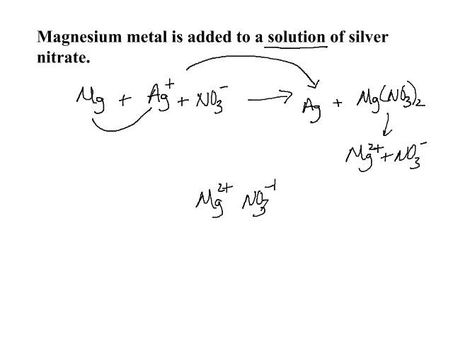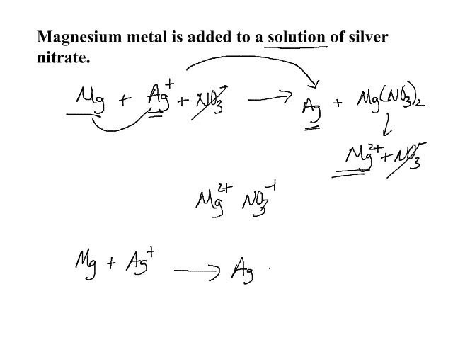So to turn this into our net ionic equation, we need to look. The magnesium metal would not cancel with the magnesium ion. The silver ion would not cancel with the silver metal. The only thing that's going to cancel is the nitrate ion. So if we look at what's left, we've got the magnesium metal and the silver ion on the left, forming the silver metal and the magnesium ion on the right.